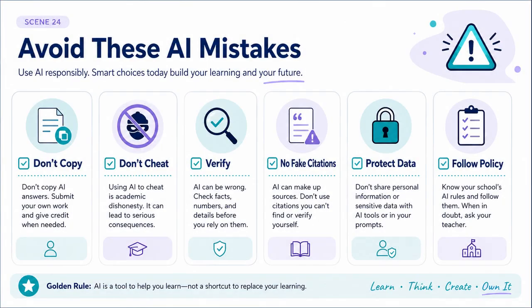Now let's look at what students should avoid. Do not copy AI answers without understanding. Do not use AI to cheat on assignments. Do not trust every AI answer. Do not cite fake sources. Do not upload sensitive personal data casually. Do not ignore your school's AI policy. Do not let AI reduce your own thinking practice.